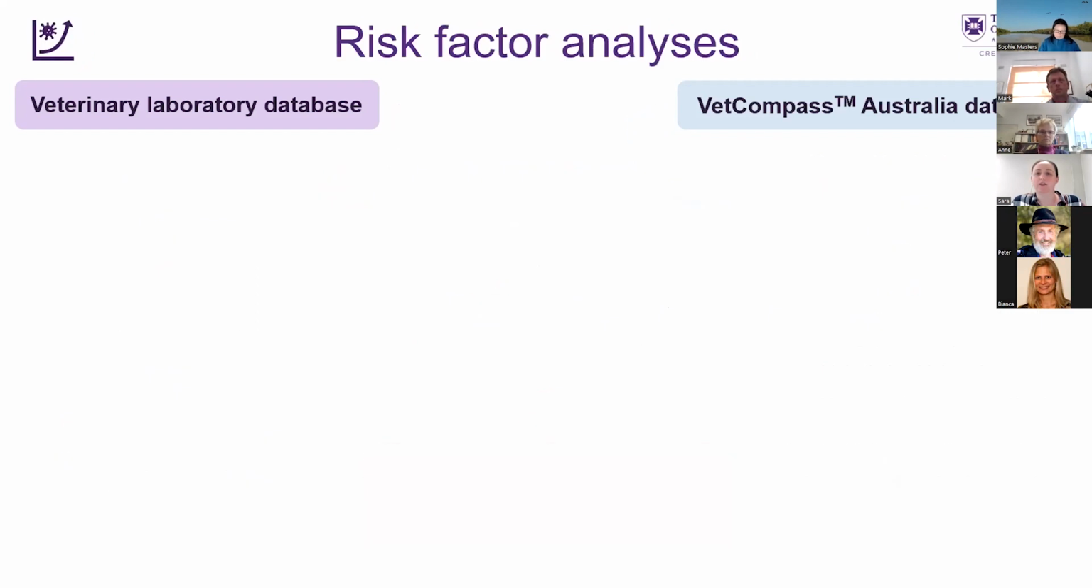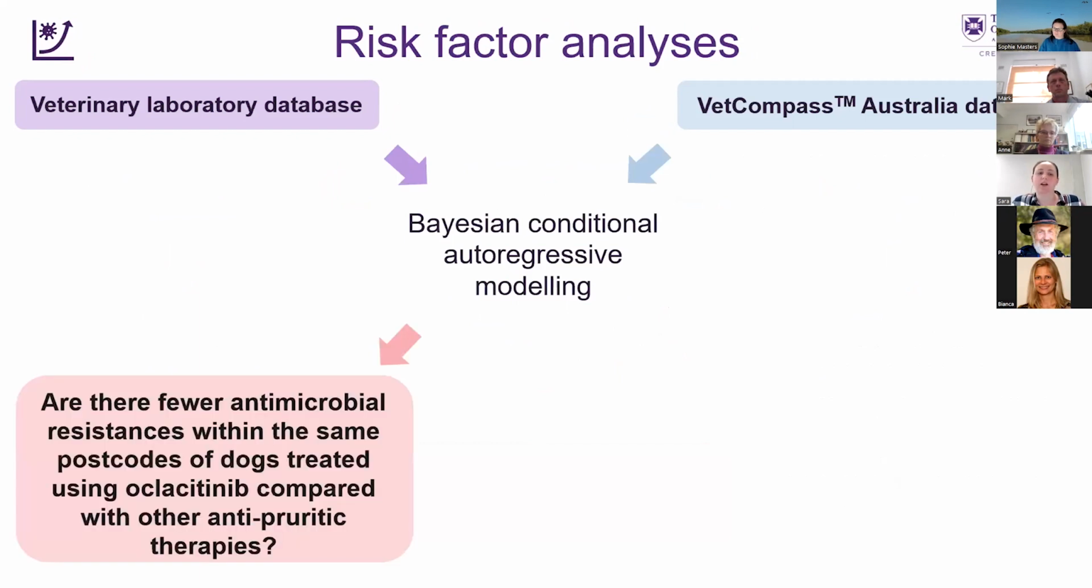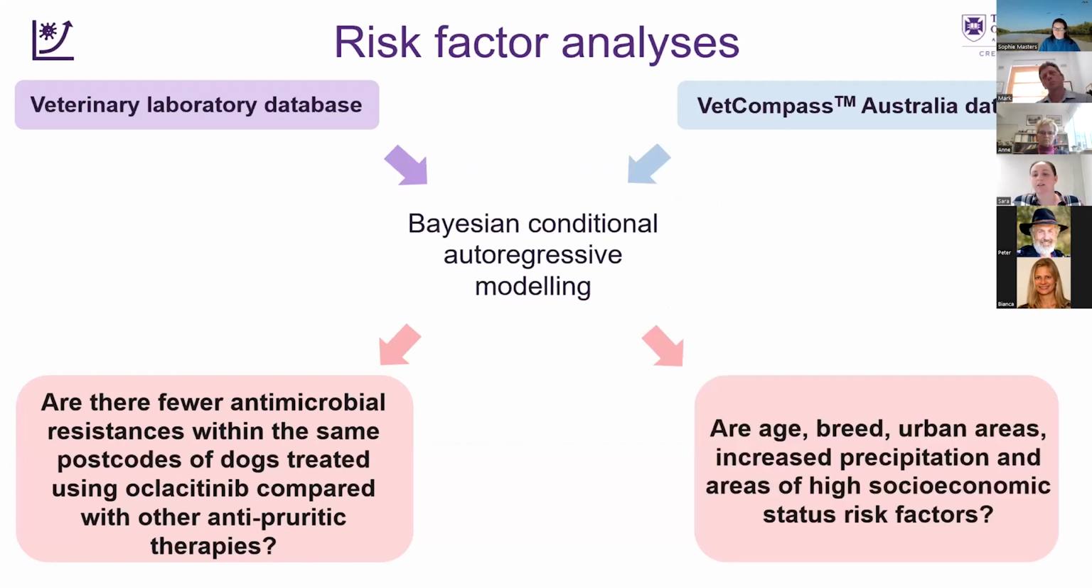But to actually link the 2 databases together, I will use Bayesian conditional autoregressive modeling to identify, are there actually fewer antimicrobial resistances within the same postcodes of dogs treated using ofloxacin compared with other anti-pruritic therapies? And also identify the associated risk factors. So for instance, is age, breed, or urban areas considered risk factors?